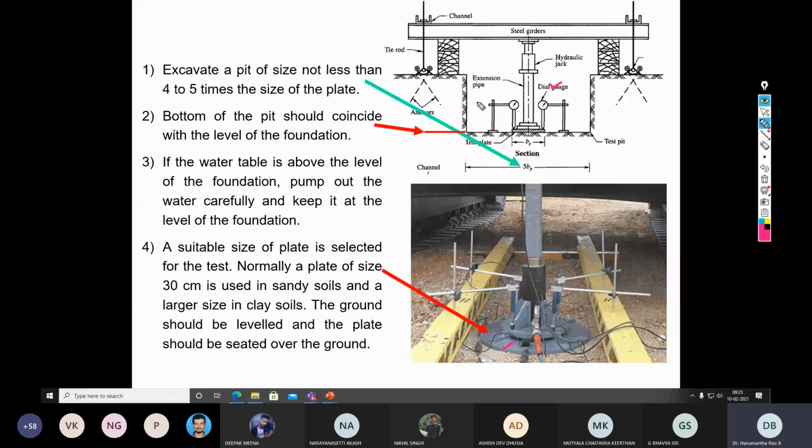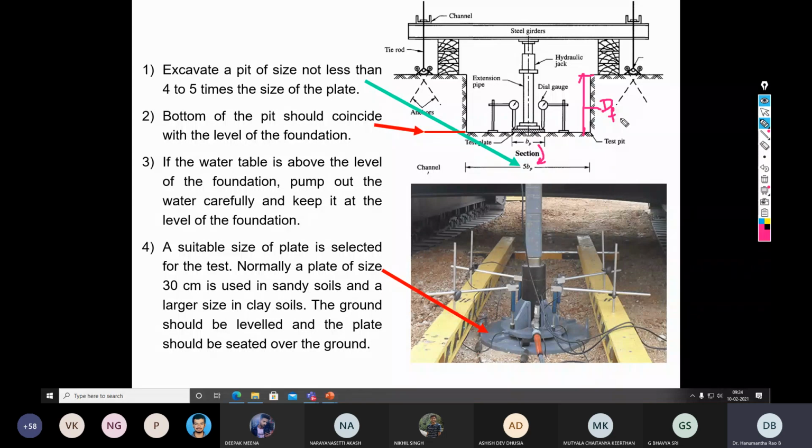First, you need to excavate a pit of size 4 to 5 times the size of the plate, as shown here. Suppose BP is the width or diameter of the plate, you need to excavate a pit of a size equal to approximately 5 times the diameter of the plate. And what should be the depth of the pit? The depth of the pit is supposed to match the depth of your footing, that is DF.